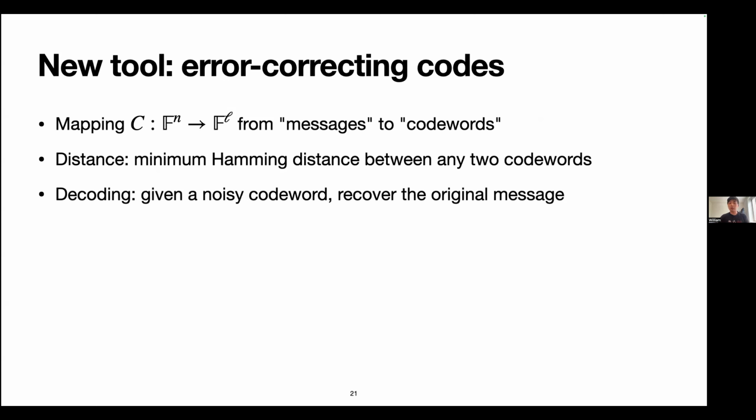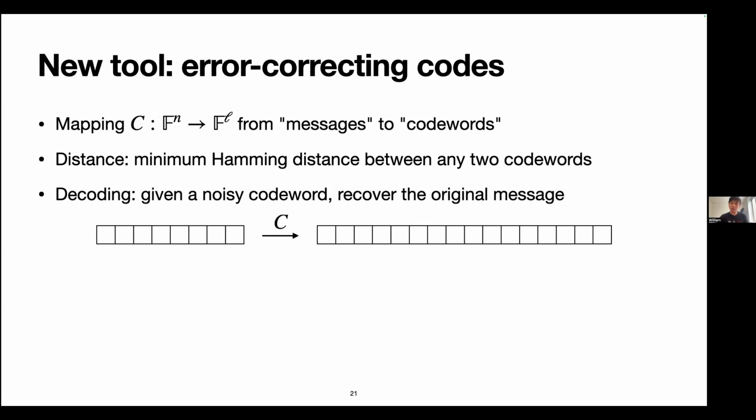And error correcting codes should also support efficient decoding. Namely, given a noisy code word, can you recover the original message? So let's say we have a message, and we encode it in the code to produce a code word. And I'm going to corrupt some of the locations in this code word. So here I've just corrupted 2 locations, and I've just replaced the entries with some arbitrary field element.